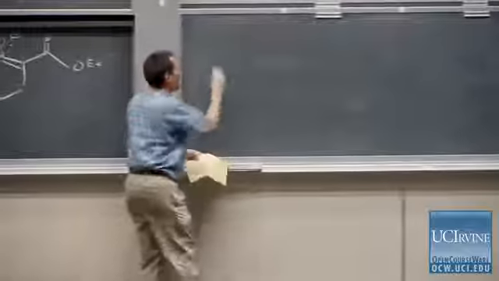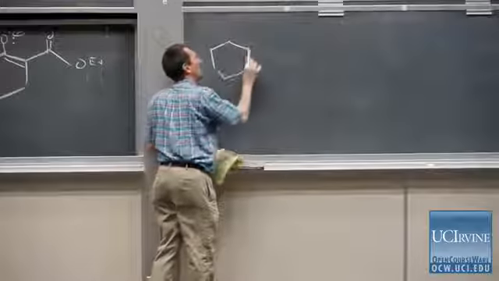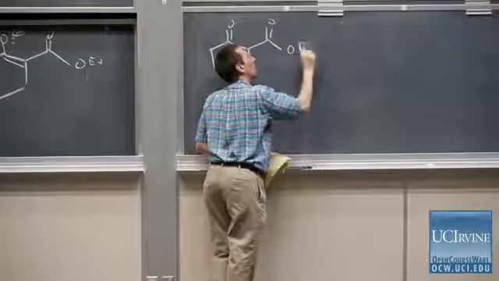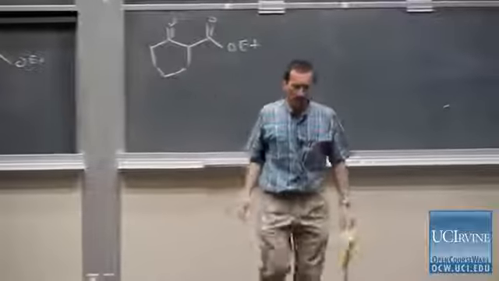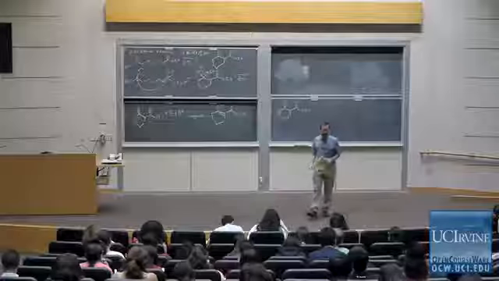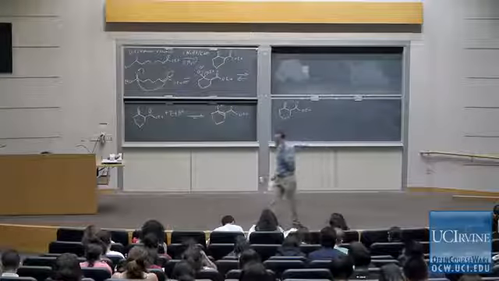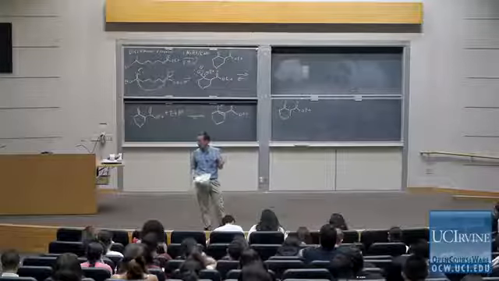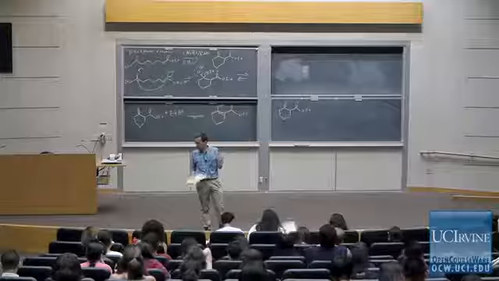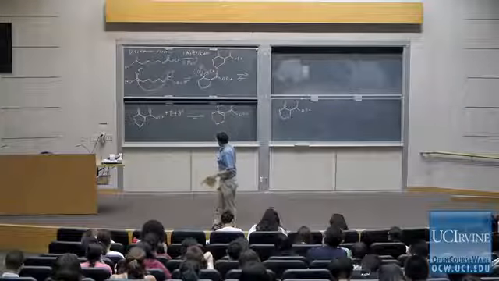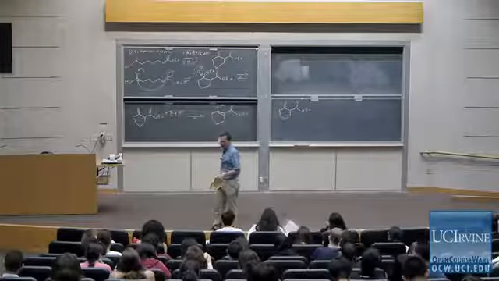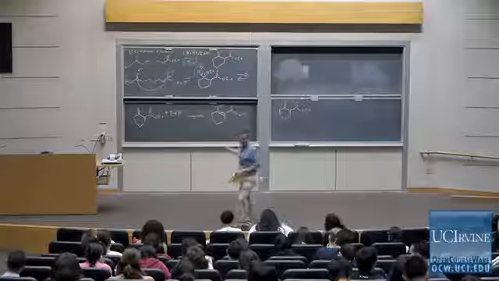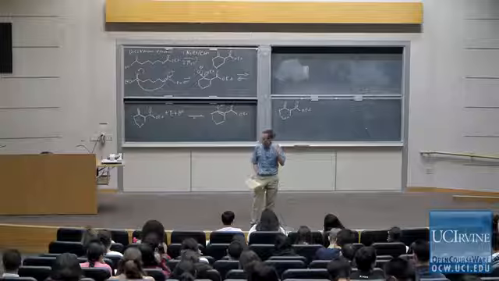So let's think about what we just saw. Here's our product. We use that product in a Robinson annulation. We use that product to make something very complicated from something a lot simpler. We've now seen how to make that reactant from simpler molecules. We've seen it in two different ways.